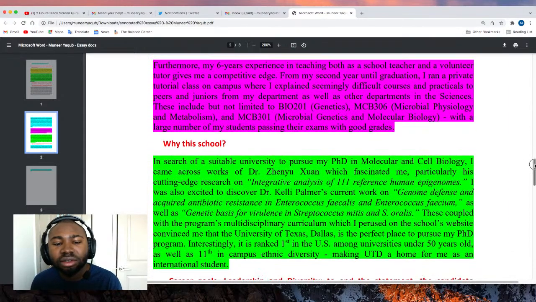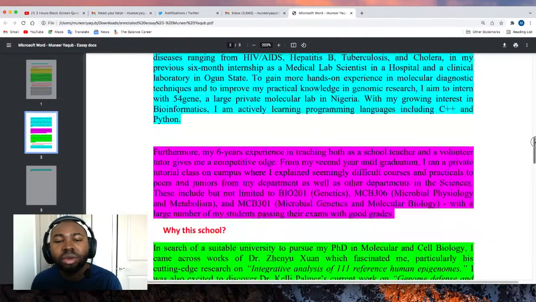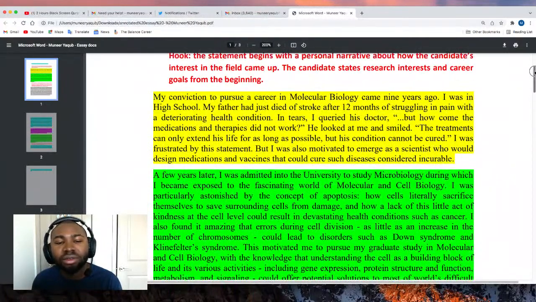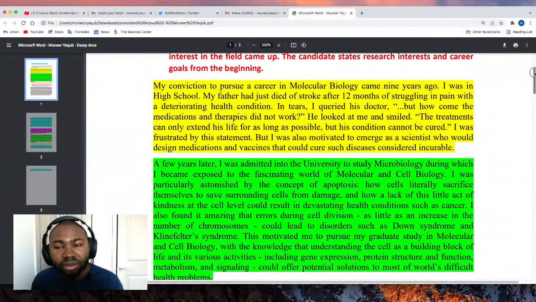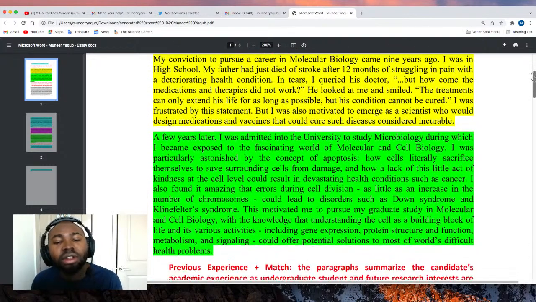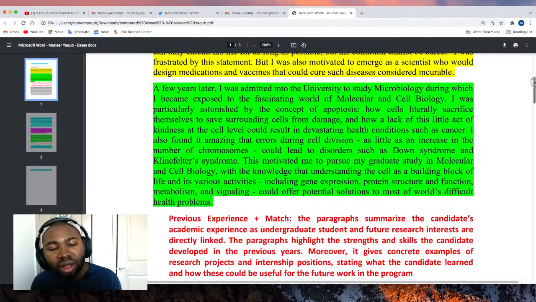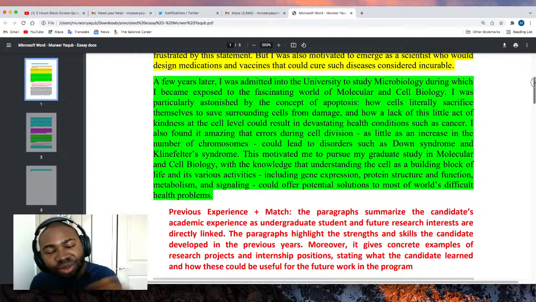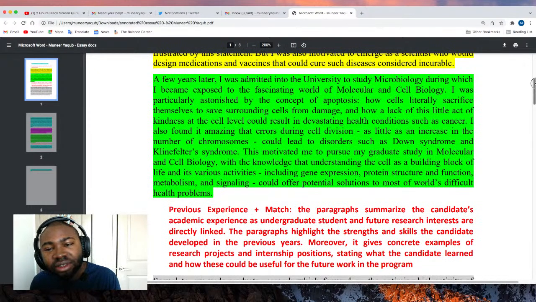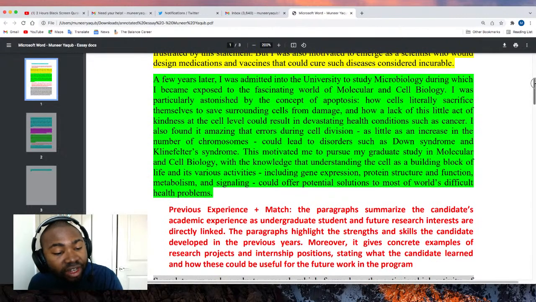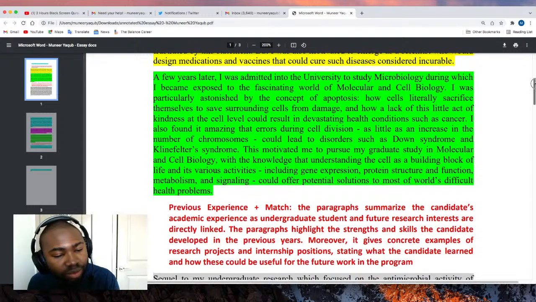So let's go back a little bit. The first paragraph was the hook, talking about my motivation for studying molecular biology. Then the second paragraph was about what I love about molecular biology and why I fell in love with molecular biology.